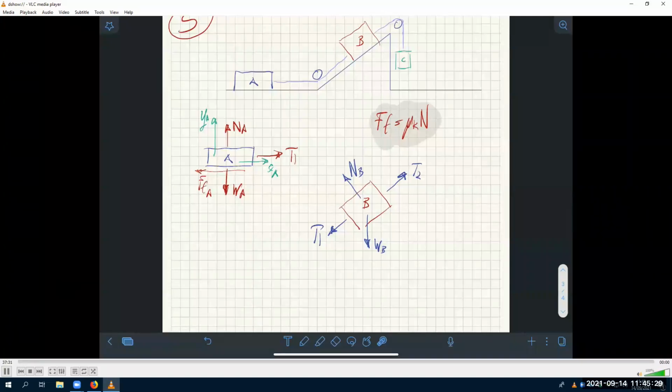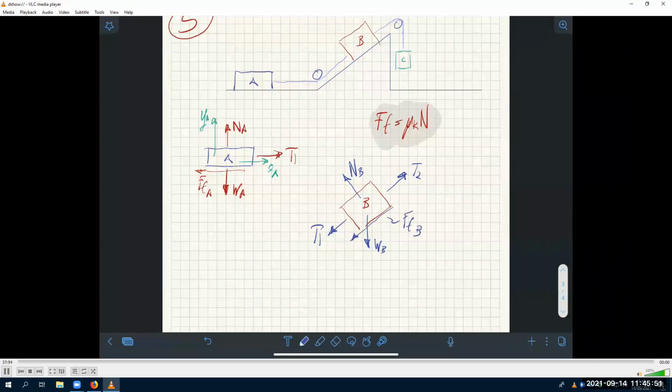Is that it? 1, 2, 3, 4. You said 5. What's missing? Friction. Which direction? Parallel to the ground. Yeah. And this one is friction force B.